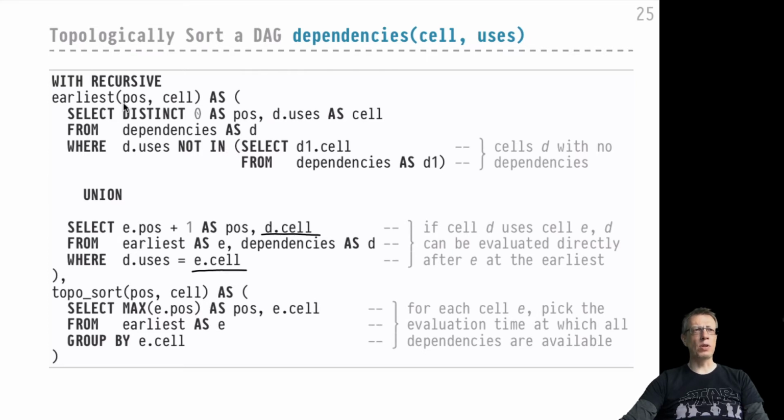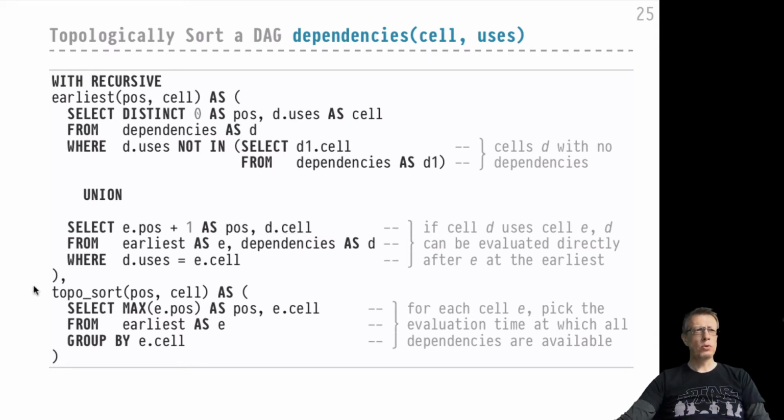In this common table, we could find that a particular cell could be evaluated earliest at this particular pos point in time. All right. Once we have explored all the references inside this dependency graph, we would not be able to produce any new pos cell tuples here, and the evaluation of this recursive CTE would end.